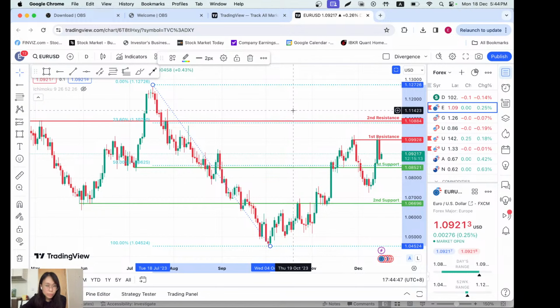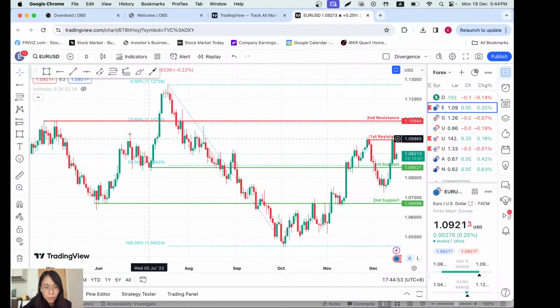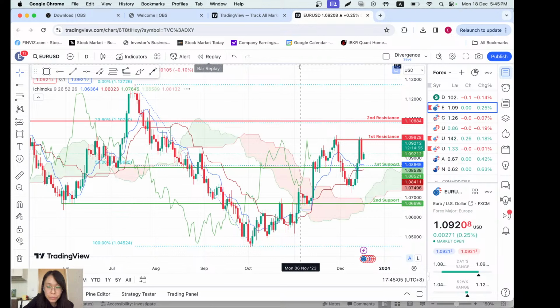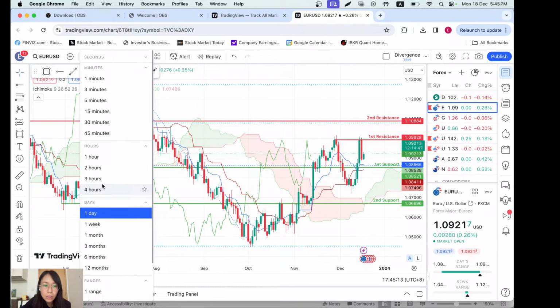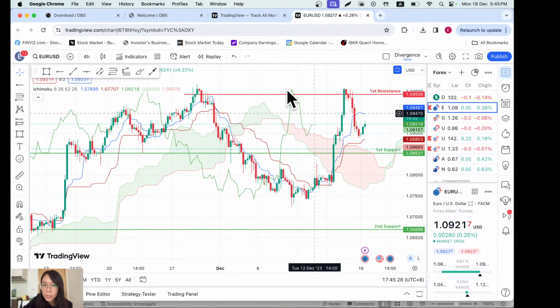So this one will be my first resistance, and the second resistance level is also in line with the 23.6 retracement level. So you can see that the euro dollar is bullish now, right above the Ichimoku cloud on the daily chart. It's also the same for the H4 chart. The price is right above the Ichimoku cloud, showing bullish momentum.